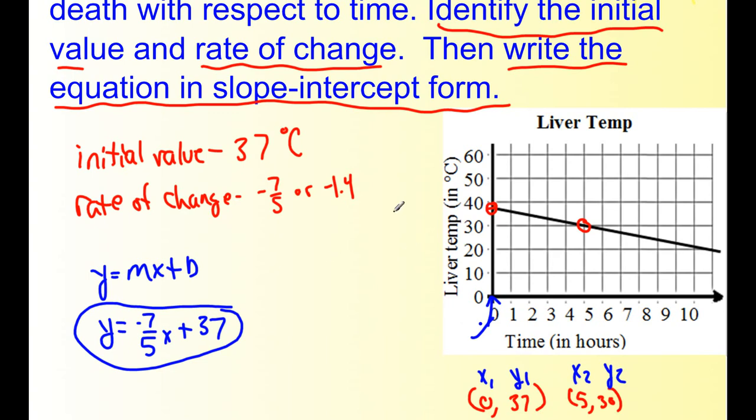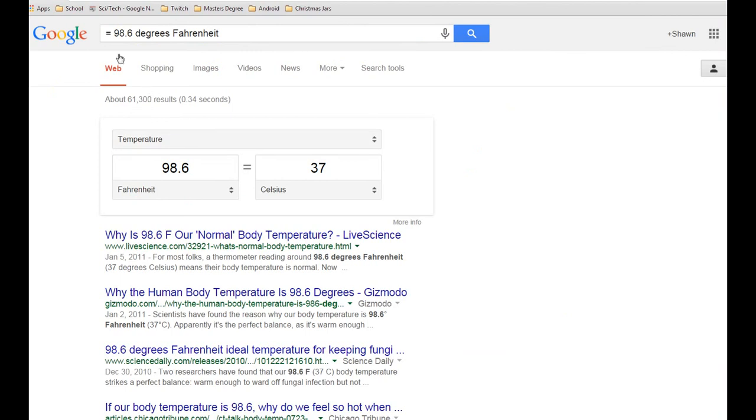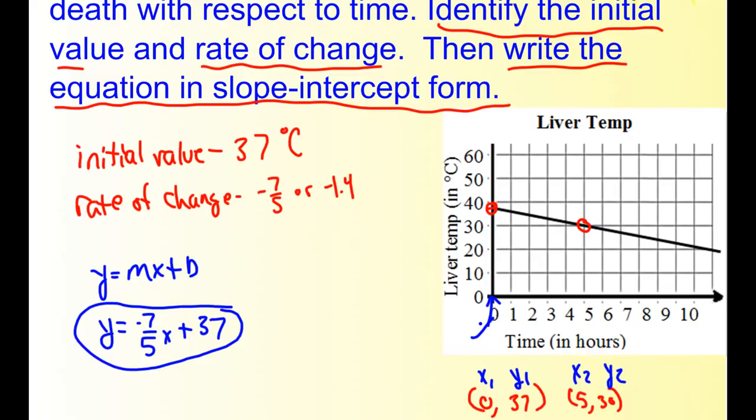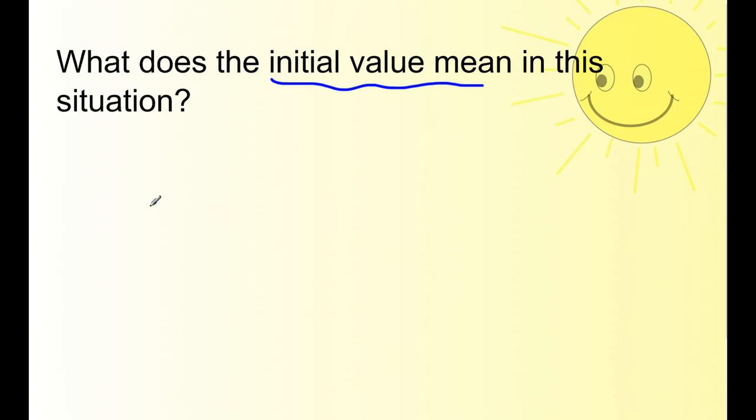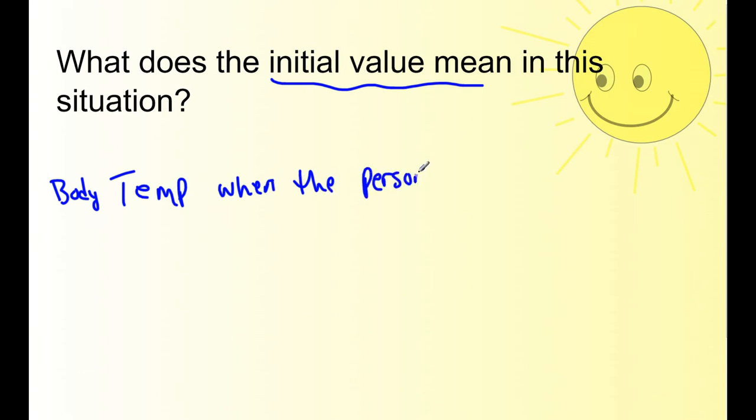Okay? And here I have a little thing from Google. I searched for 37 degrees Celsius, and it pops up as 98.6 degrees Fahrenheit. So that's the average body temperature of a person, 98.6 degrees. All right? So initial value is the temperature of the person when they're alive. Initial value: body temp when the person is still alive.